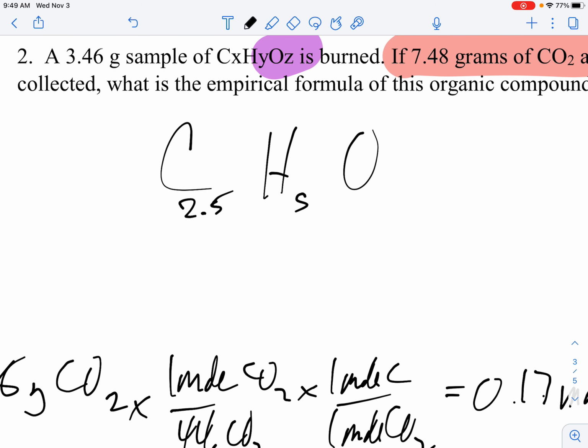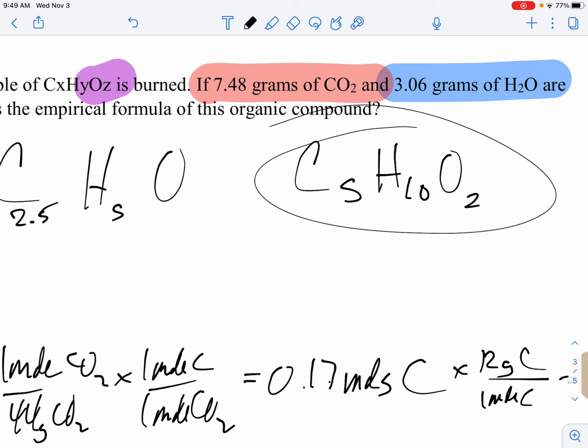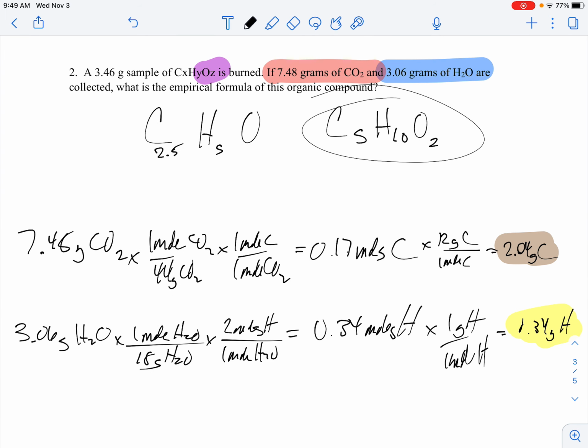Now remember, you don't want to have a fraction. The empirical formula is the lowest whole number ratio. So if you have a half, all you have to do is multiply all of these guys by 2. So consequently, instead of 2.5, 5, and 1, you're going to end up with 5, 10, and 2. That is your empirical formula. The lowest whole number ratio of the atoms that are in the compound.